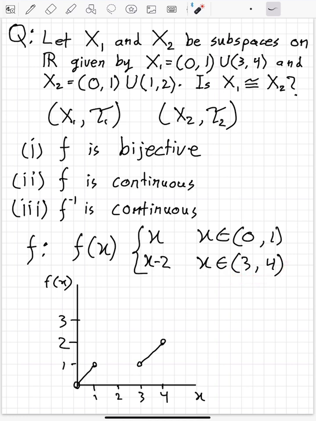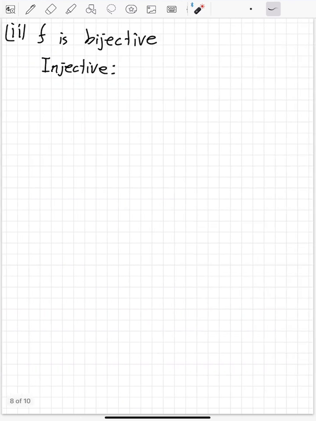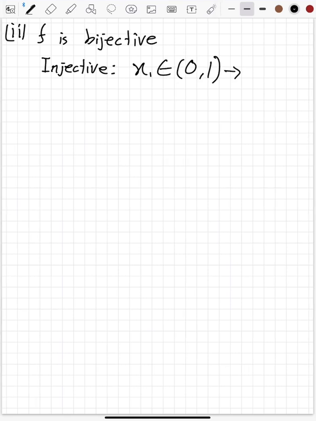We know that since it's a linear function, it's a straight line, it is mapping everything in x onto a unique thing in y, or in f of x. So let's write that down. F maps every x1 in (0, 1) to a y1 in (0, 1), given that f of x is equal to x.